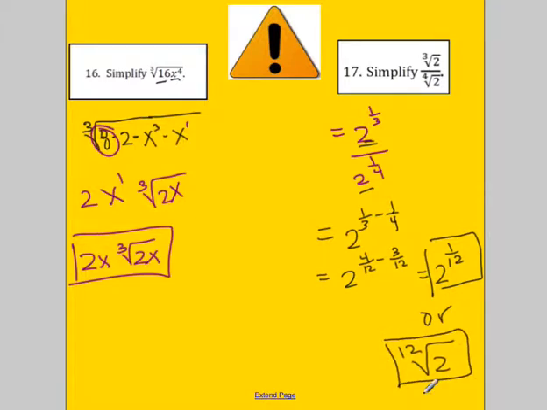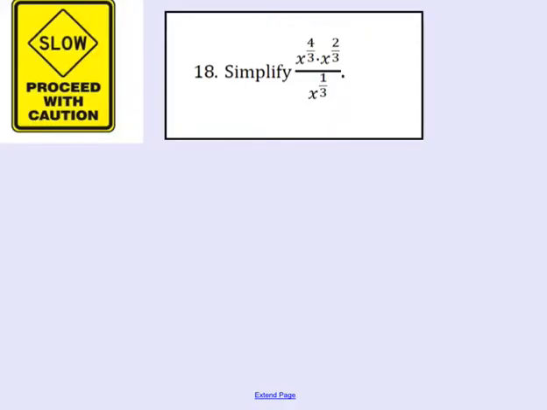If you have any questions on 17 or 16, please make sure you write them down and ask me tomorrow when you get to class. Let's go ahead and look at example 18. Okay, we want to go ahead and simplify. So let's look at our numerators first. These are being multiplied, so I would add exponents. So it's going to be 4 plus 2, which gives me 6. So it's x to the 6 over 3, all over x to the 1/3. 6 over 3 is going to give me 2, so I have x to the second.